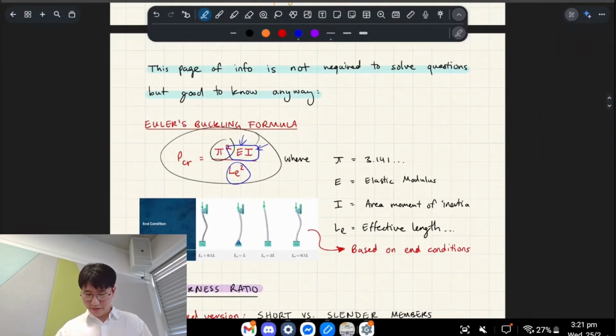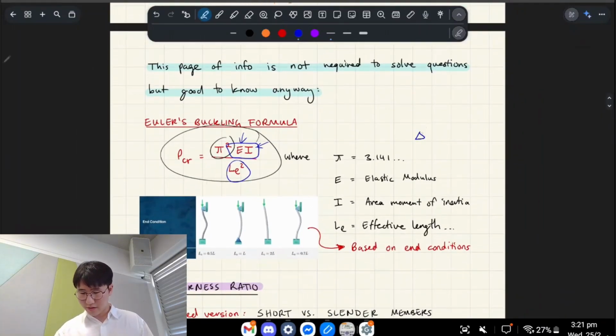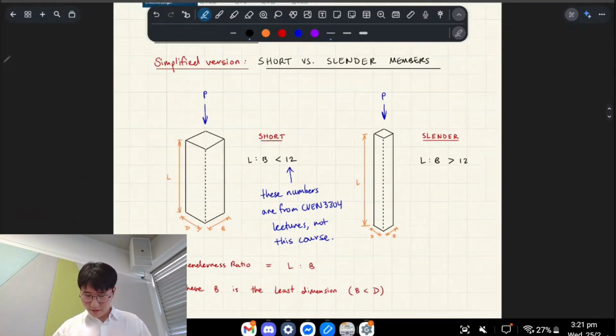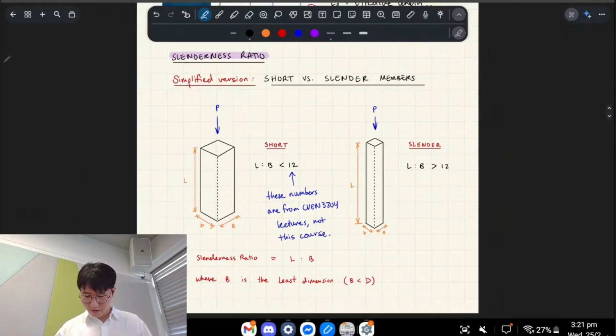But for now, if that's your column, just think of effective length as the length of the column, for example. Okay, cool. This is just the simplified version, and I think I already kind of briefly explained it. Just your ratio of your length to width, basically, right?